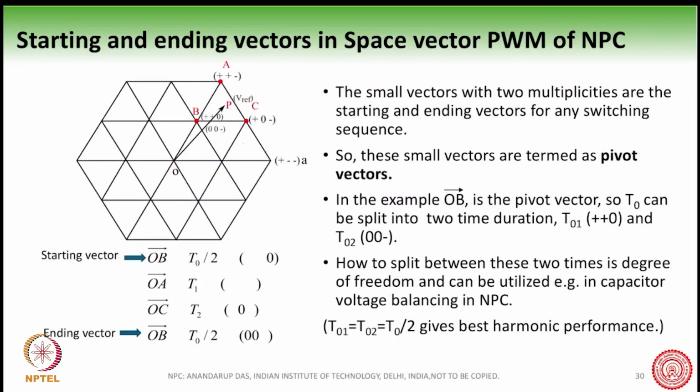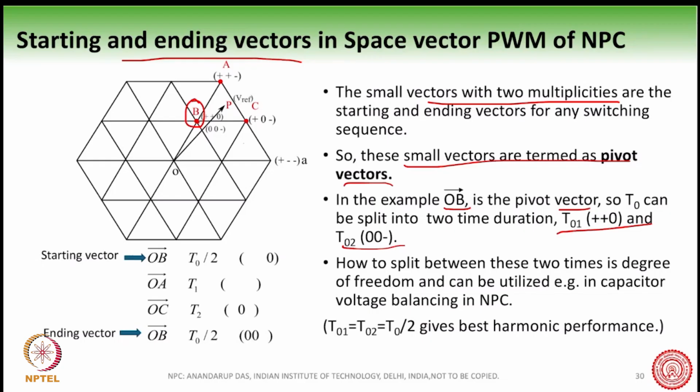Now, remember always, what are the starting and ending vectors? The small vectors with two multiplicities will be the starting and ending vectors for any switching sequence. So basically it means that this vector OB, in this particular switching, will be the pivot vector. The start and end vectors, which are the small vectors, are the pivot vectors. So OB is the pivot vector, and T0 will be split into two.